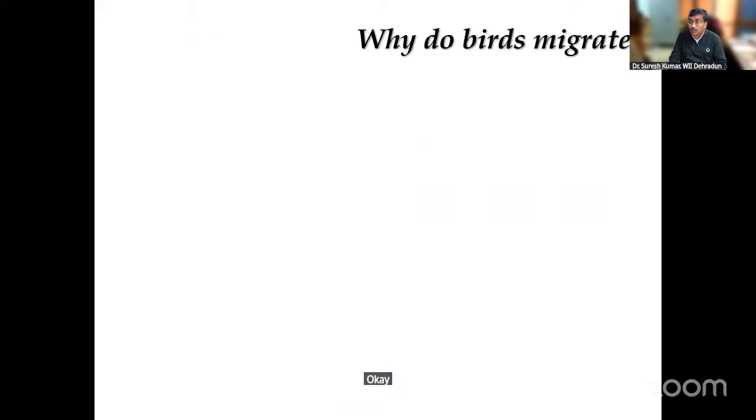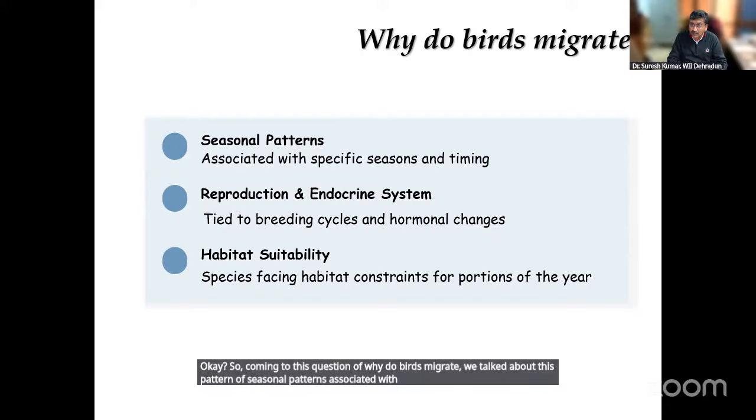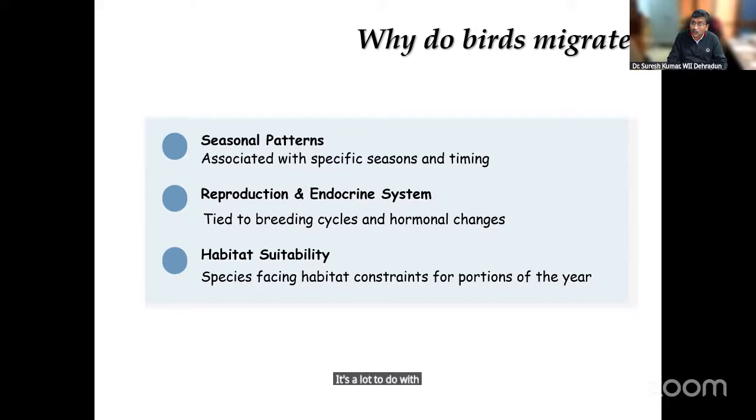Coming to this question of why do birds migrate, we talked about this pattern of seasonal patterns associated with specific seasons and timing. It's a lot to do with reproduction.